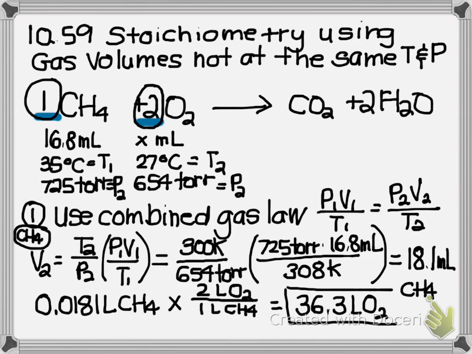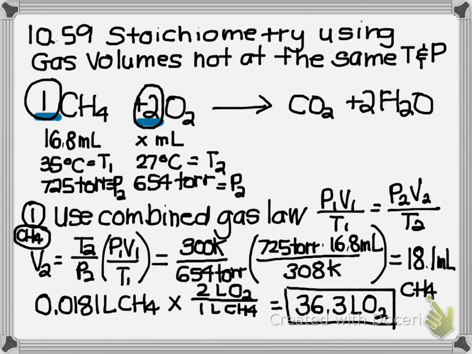So to recap this step, the first thing I did was use the combined gas law to calculate the volume of my methane at the new temperature and pressure, so that the temperature and pressure of my methane and oxygen could be the same. Once I calculated the new volume of the methane, I then used the volume ratio, as given by the balanced chemical equation, to determine the liters of oxygen that would be required.